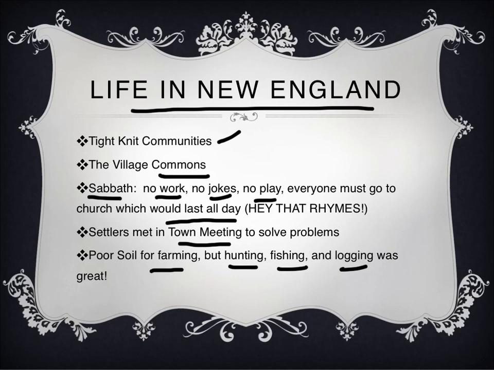That's what we've talked about today, the New England colonies. Remember, there's 4 of them: Massachusetts, Rhode Island, Connecticut, and New Hampshire. Not Maine. Maine was part of Massachusetts. All right, next time we meet, we'll be talking about the Middle Colonies.